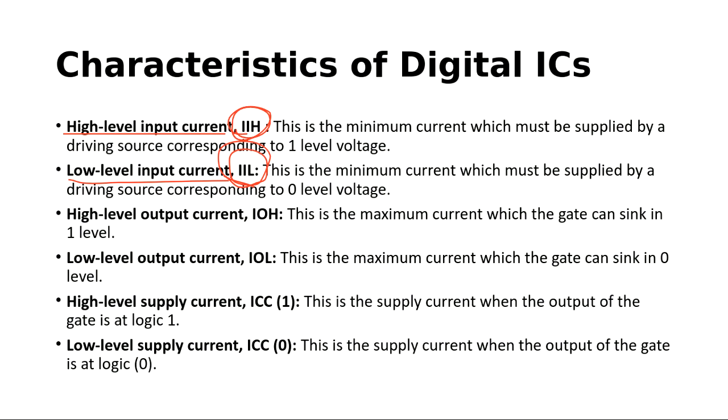It's not difficult. Whenever you read any data sheet, you might find these kinds of symbols or notations, so you should understand what they actually mean. ICC1 is high level supply current, and ICC0 is low level supply current. All of these terms are given with a definition which you can refer to.